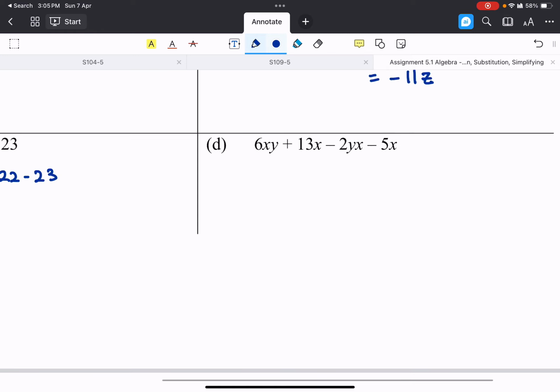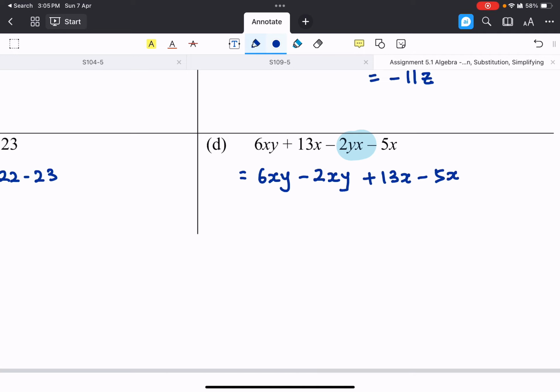Okay, and finally, on this one, we have 6xy minus 2xy. Take note that yx and xy are the same thing. So we have plus 13x here, minus 5x. Simplify this. This will give us 4xy plus 8x. And that's the simplest form.